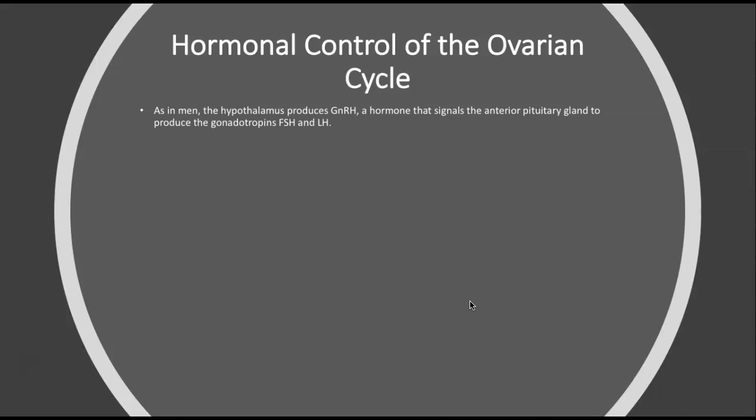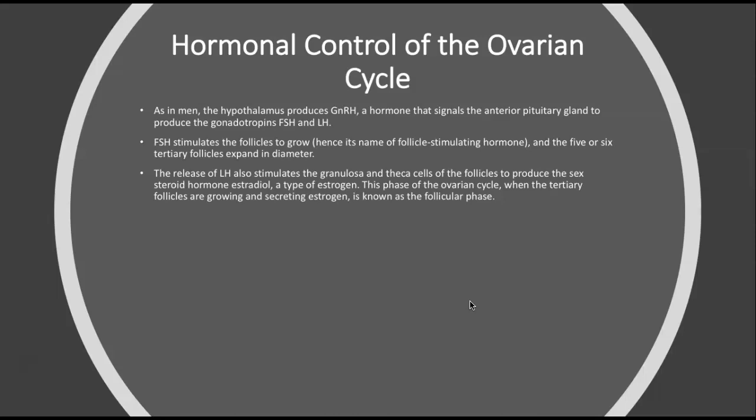Just like in men, the hypothalamus produces GnRH. It's the hormone that signals to the anterior pituitary gland to produce follicle stimulating hormone and luteinizing hormone. FSH will stimulate the follicles to grow, right? That's what it says in its name. And the 5 or 6 tertiary follicles will begin expanding in diameter. The release of luteinizing hormone also stimulates the granulosa and thecal cells to produce the sex steroid hormone estradiol, which is a type of estrogen. That phase of the ovarian cycle, when the tertiary follicles are growing and secreting estrogen, is called the follicular phase.